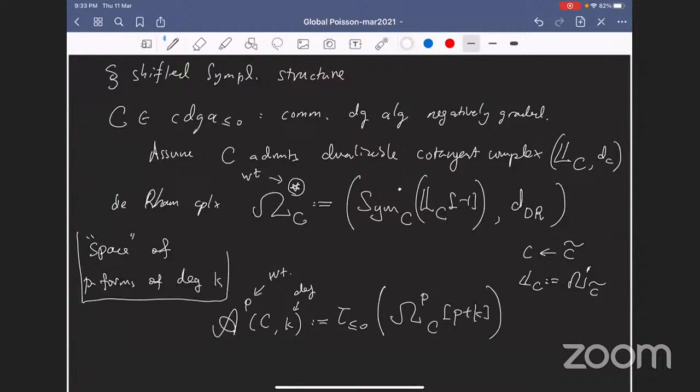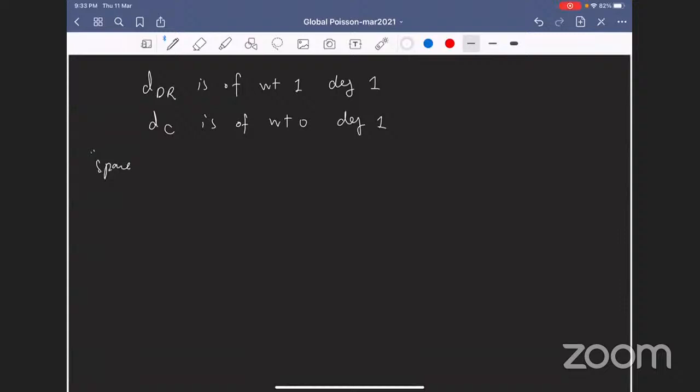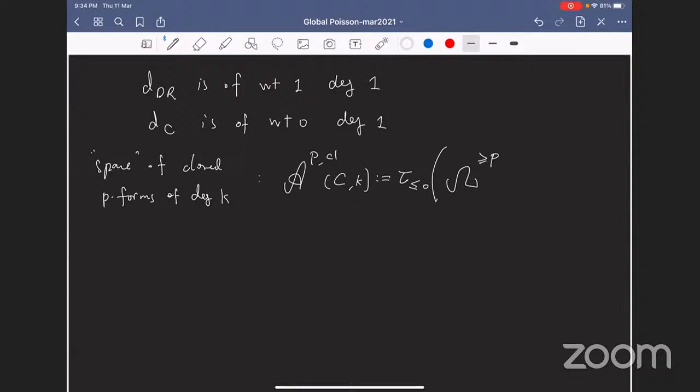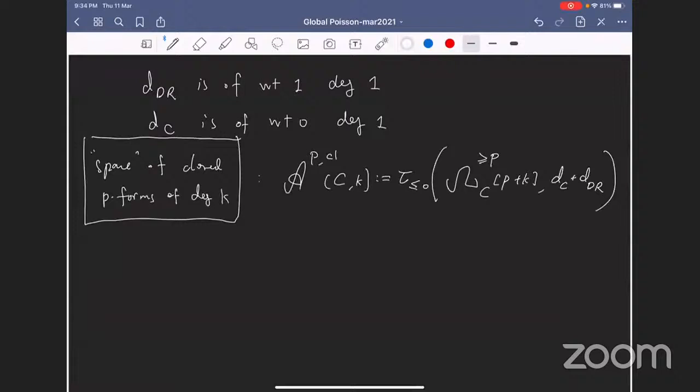Now we define the notion of closed forms. The space of closed p-forms of degree k is denoted by A^{p,cl}(C, k). Note that unlike the usual differential geometric setup, this is not a subspace of A^p. It is the truncation of the de Rham complex, with degree bounded below by p, with respect to the mixed differential, which is the sum of d_C and d_dR. So this is the definition of the simplicial set of closed p-forms of degree k. Now let me give you some concrete picture of what a p-form in this setup looks like.